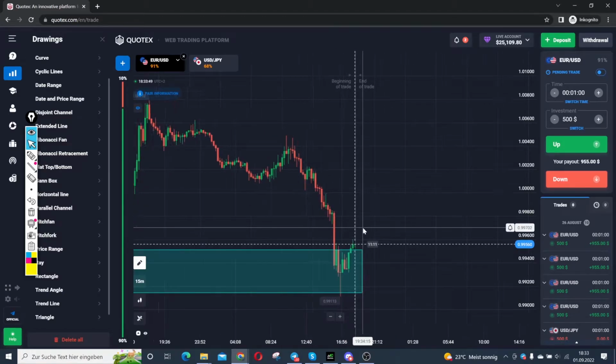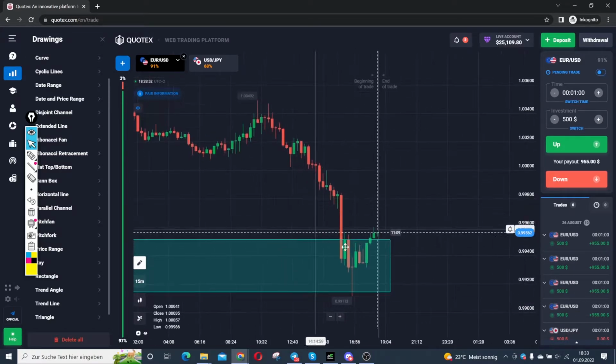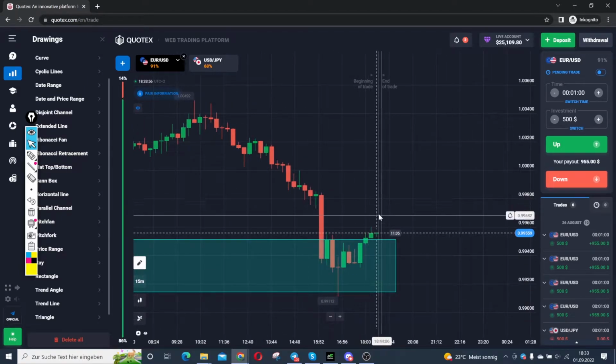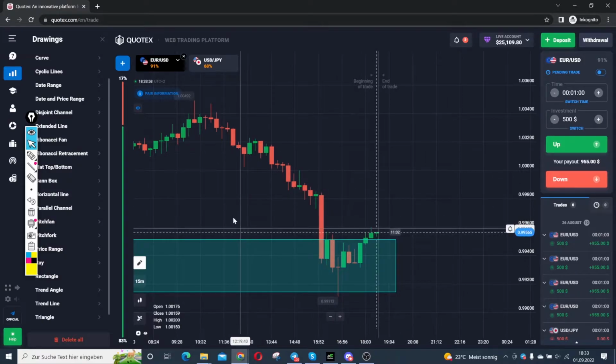This is the best setup I have for you to trade with binary options. This is really true. If you see these fake breakouts, you can trade them for sure with a very high hit rate. This is my best setup.